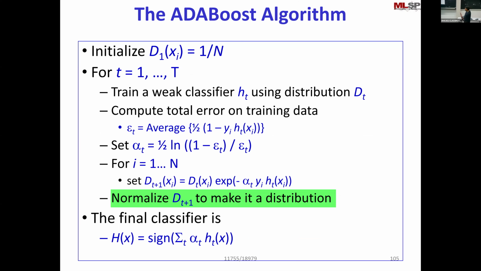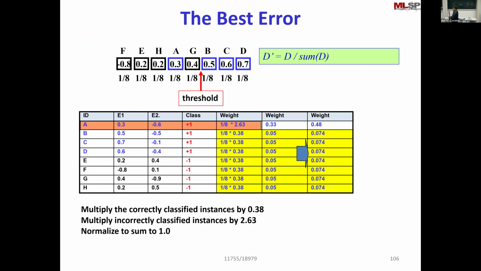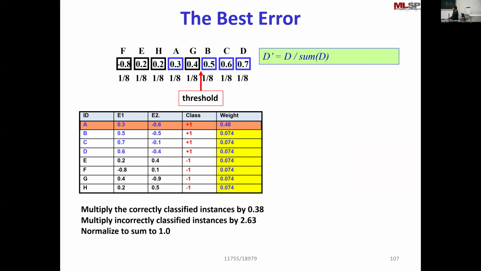And then finally, you want to normalize the whole thing to sum to 1. And when you do that, you find that there's this one instance, A, which got misclassified, whose weight has gone up from 1 over 8 to 0.48, and all the other ones have had their weights go down, right? And so these are my new weights.